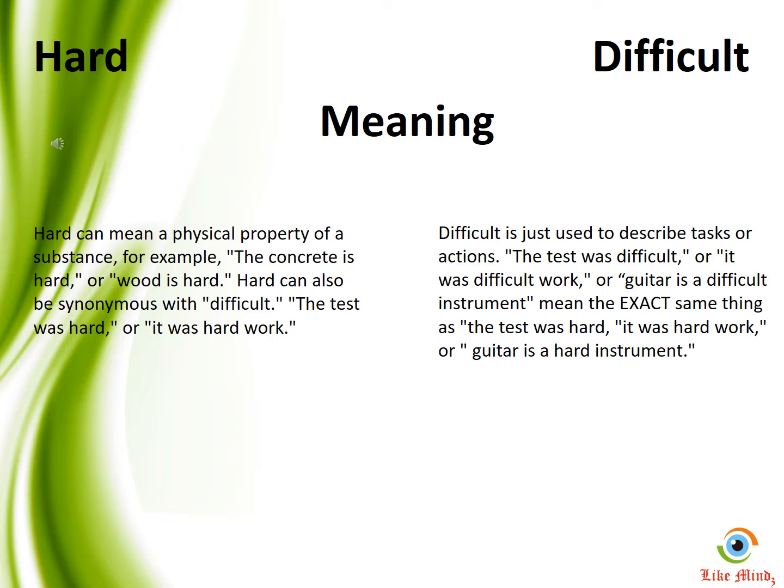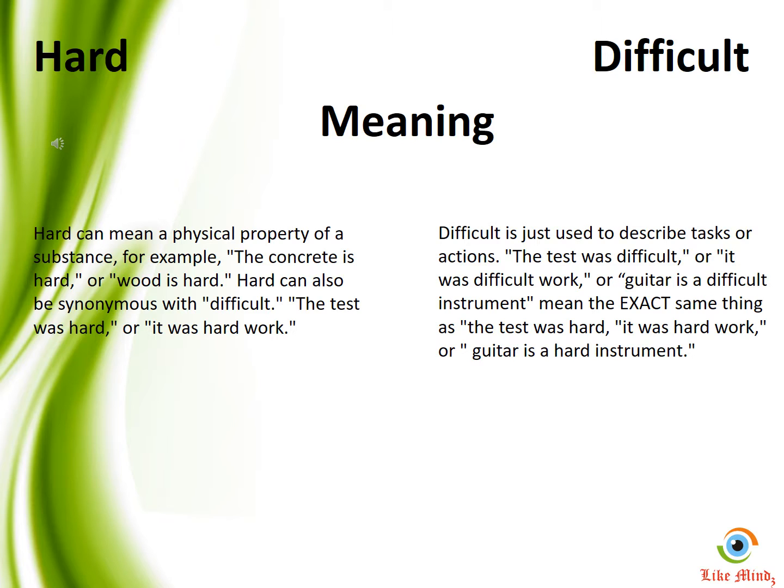Hard. Hard can mean physical property of a substance. For example, the concrete is very hard, or this wood is very, very hard. Hard can also be synonymous with difficult. For example, the test was hard, and it was a hard work.